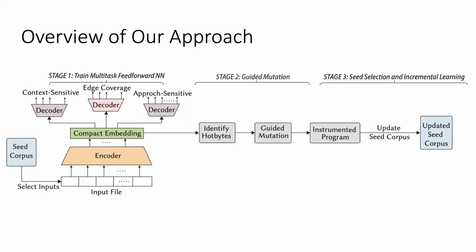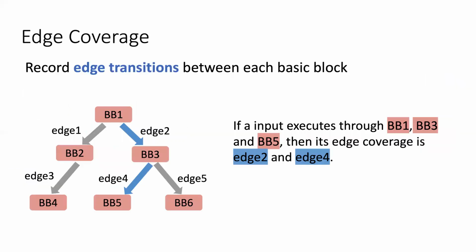Next, I will explain the details of the three tasks in our model and how they complement each other and provide a finer grained edge coverage than a single one. Edge coverage is a common coverage metric used in fuzzers. It records edge transitions between basic blocks. The graph shows a control flow graph of a program. Say we have an input which executes through basic block 1, basic block 3, and basic block 5. Then its edge coverage is edge 2 and edge 4, marked in blue.